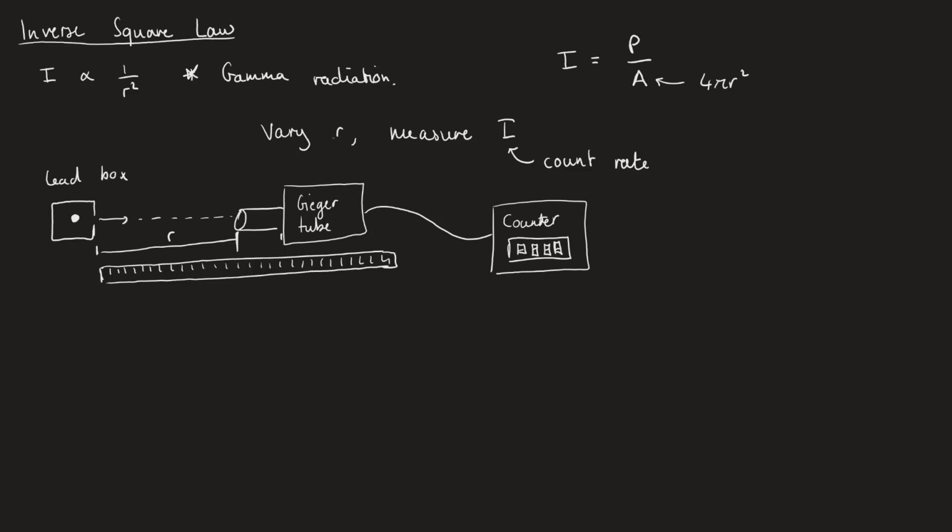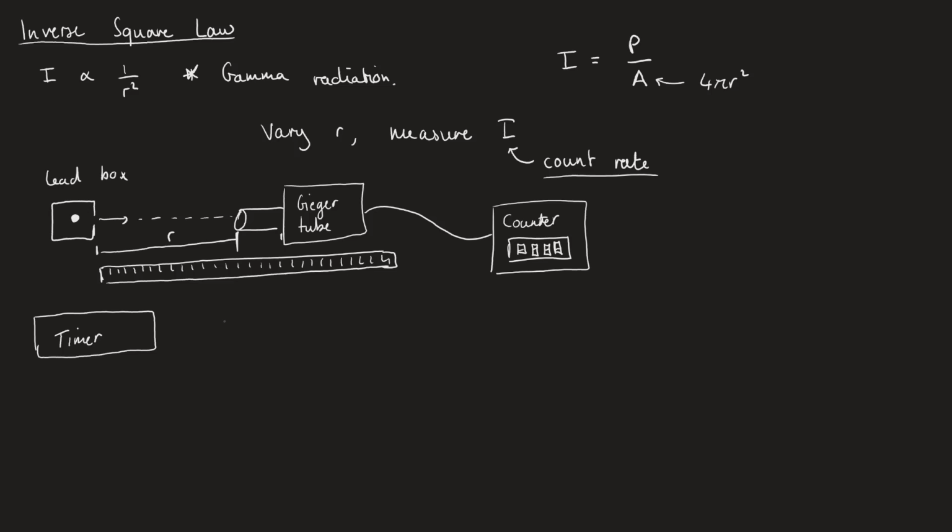Then we're going to vary R so that we can count the amount of radiation detected at each of these distances. Our whole point is we're trying to get a count rate, which means we also need to set up a timer, and that timer needs to be set to the same time at each position.